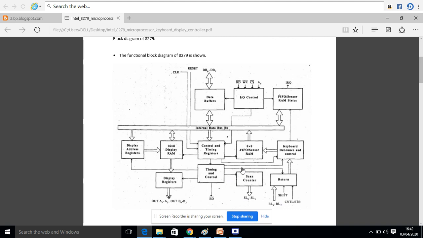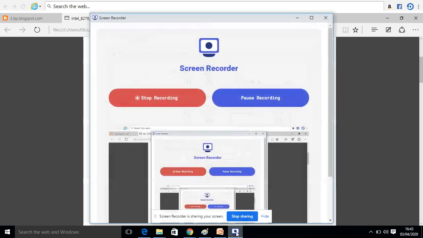So these are the main functions, or the important features, of the 8279, that is the block diagram. One section is used for connection with the microprocessor, and these three sections are used for connection with the keyboard, scanner, and the display device. So that's all about today's lecture.